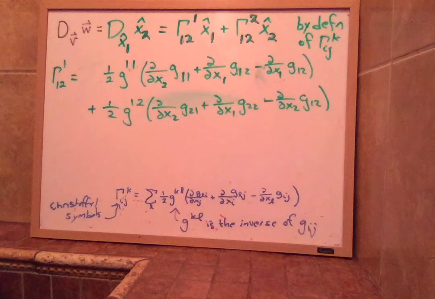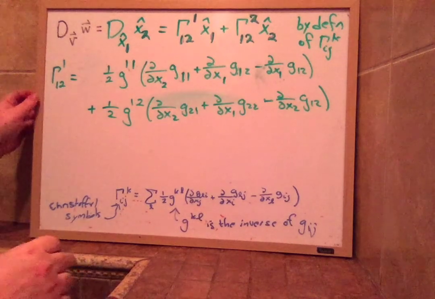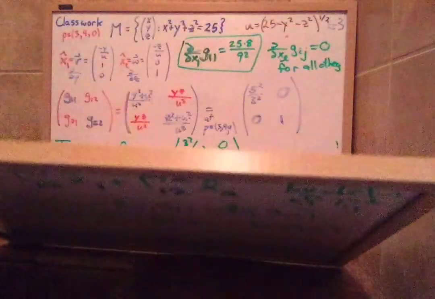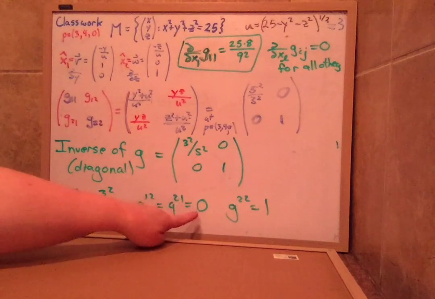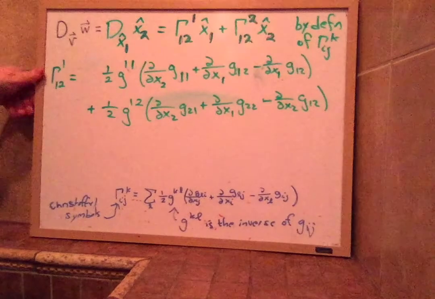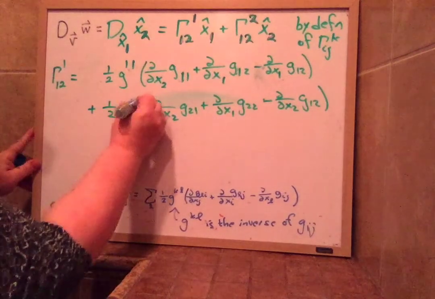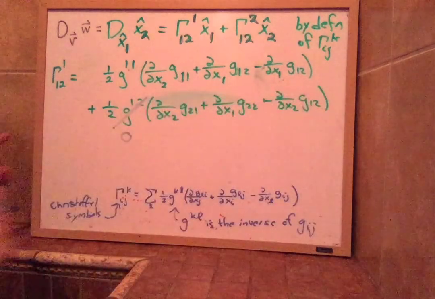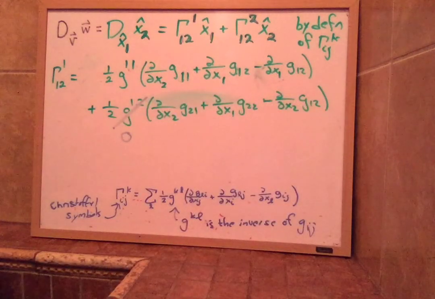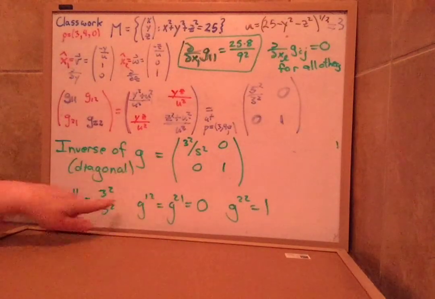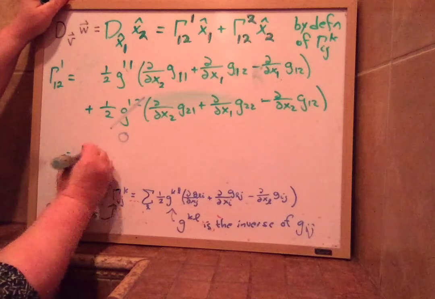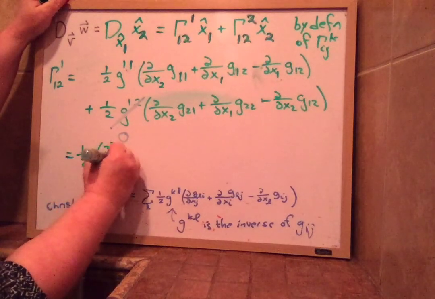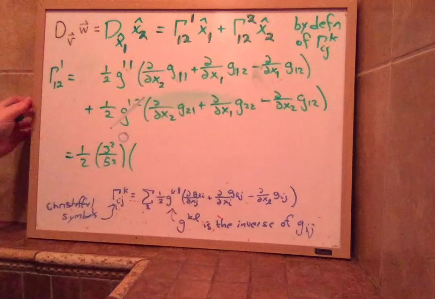And once I've written out both terms in the sum, now I have to look and say, okay, what's zero, what's not zero? In our diagonal, the inverse of G, we see that G12 and G21 with superscripts is zero. So because the superscripts is zero, this is zero. And that means this whole second term is gone. All right, that's very good news. Now let's look at the first term. What is G11? It's 3 squared over 5 squared. So we get 1 half of 3 squared over 5 squared times d dx2 of G11.